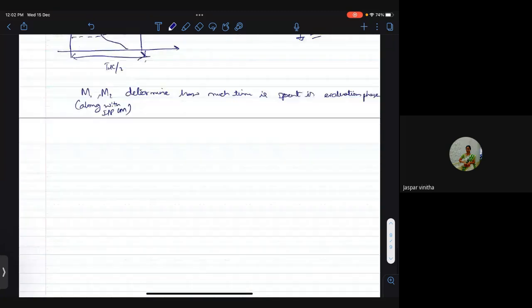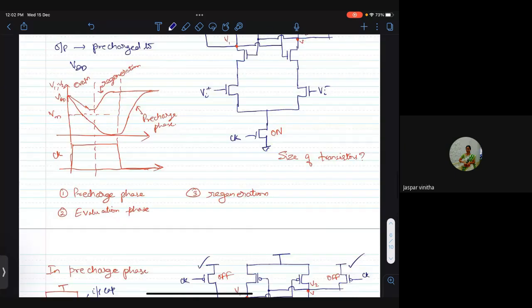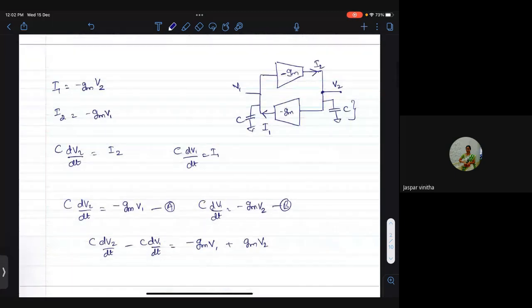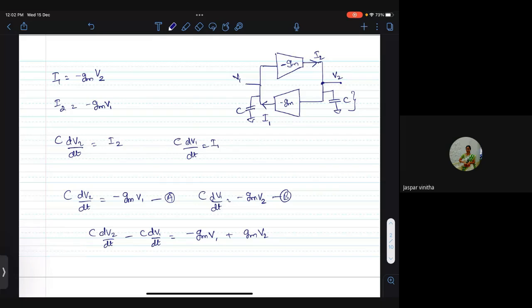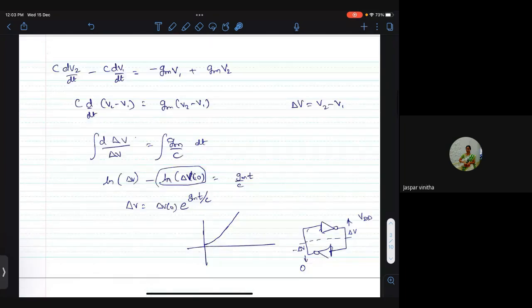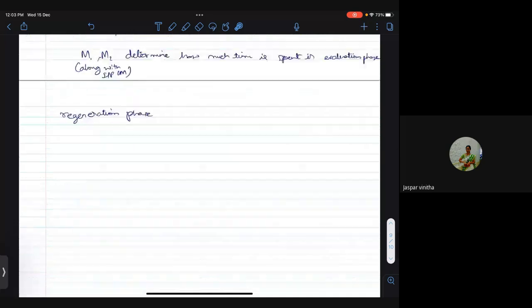Okay. Third phase is very easy. Third phase is the regeneration phase, which is the same as what we discussed initially, when we looked at it here. So the third phase is the same as what is shown here. It's just two inverters connected in positive feedback, and it will regenerate according to this exponential equation that we have seen.